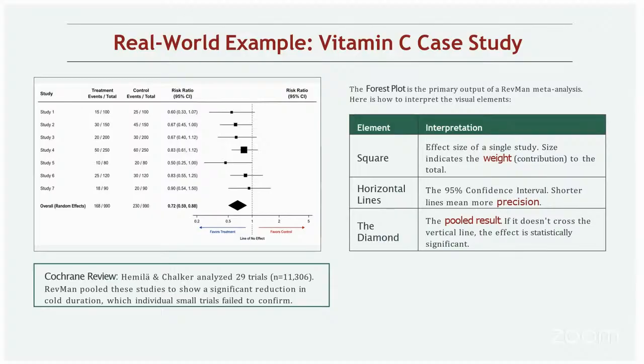Vertical line, no effect. The result is statistically significant. And hopefully we'll find it like that.